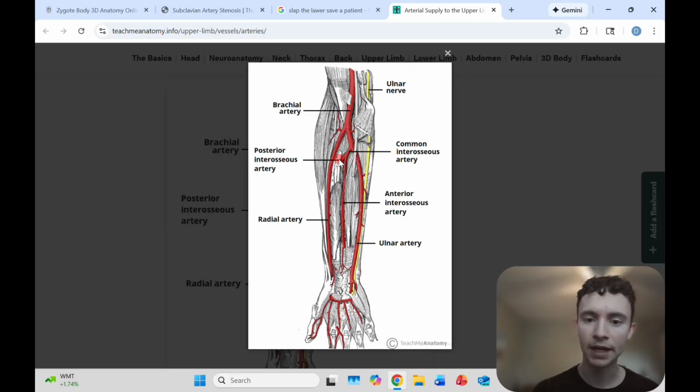And then we come back here and we can see the posterior interosseous artery. It actually pokes through the IO membrane to travel posteriorly, and it sits right there all the way down to supply the posterior aspect of the forearm muscles.